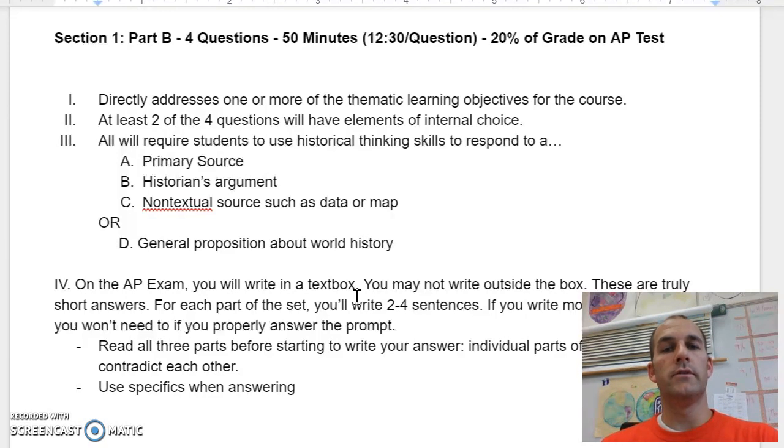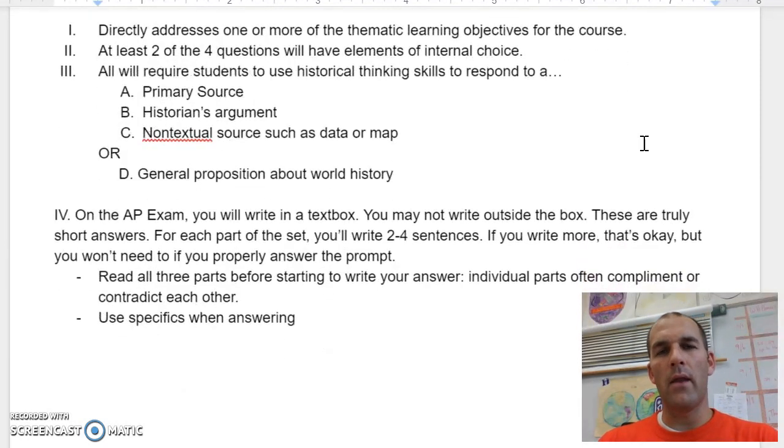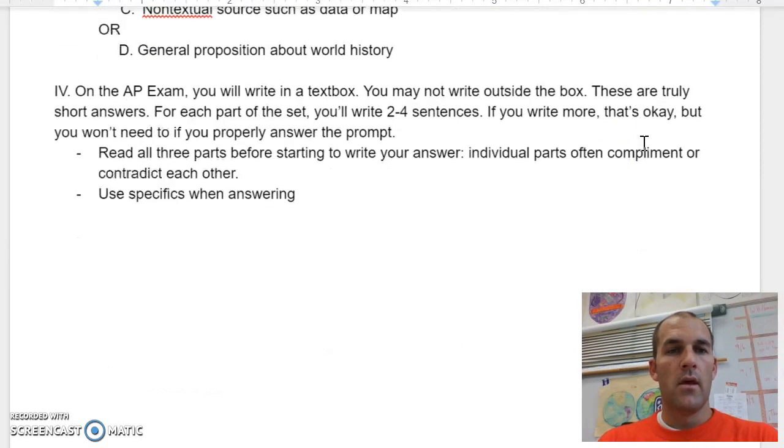All will require students to use historical thinking skills to respond to either a primary source, an historian's argument, a non-textual source such as data or a map, or a general proposition about world history. So more on that with some of the examples. On the AP exam, you're going to write in a text box. You may not write outside the text box. Please complete those, and we're going to practice those with writing them right inside the box.